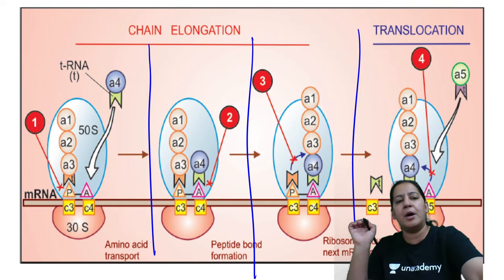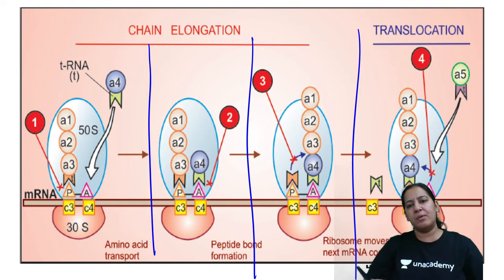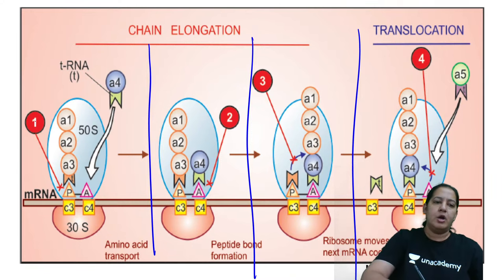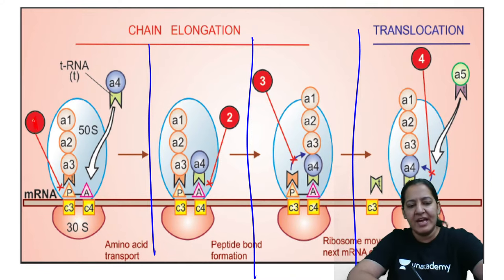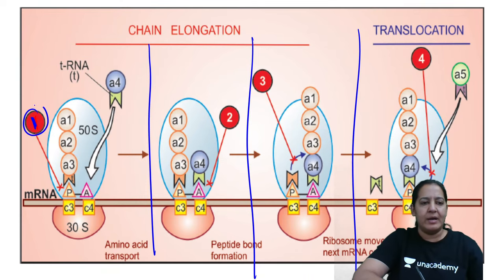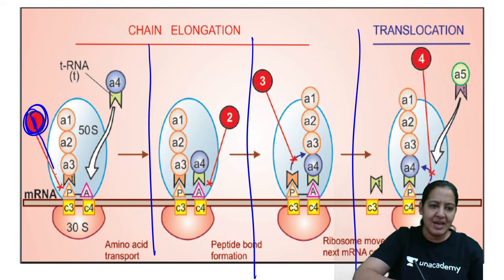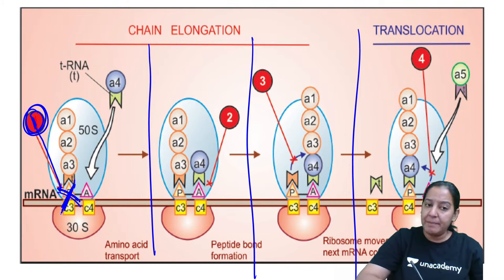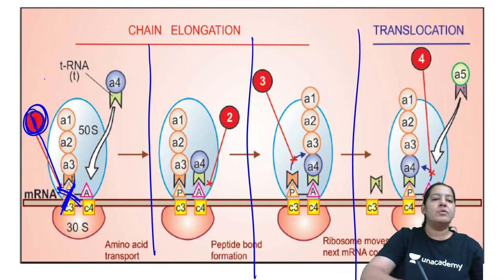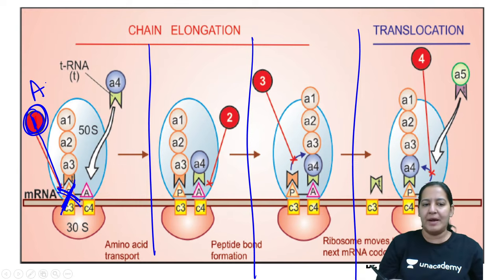In this diagram, can you see the numbering 1, 2, 3, 4? Can you tell me what is 1, 2, 3, 4? So Amar, Priyanka, Kishore, can you tell me what is antibiotic number 1? See 1, where is the cross? This antibiotic is inhibiting P window, that is initiation. So 1 is aminoglycoside.